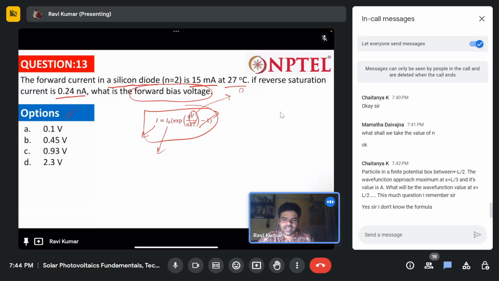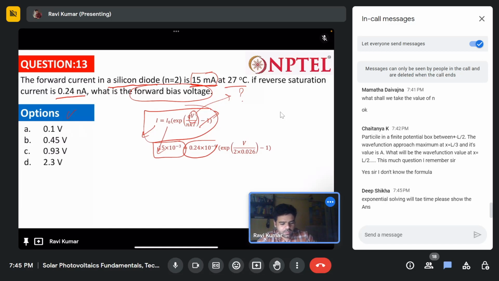No one is solving, right? Okay. So this is given 15 milliampere. This is the forward current. So I is 15 milliampere. Then we have I naught, that is 0.24 nanoampere. And okay, I got it. You might be having issue in solving all these Q upon NKT.